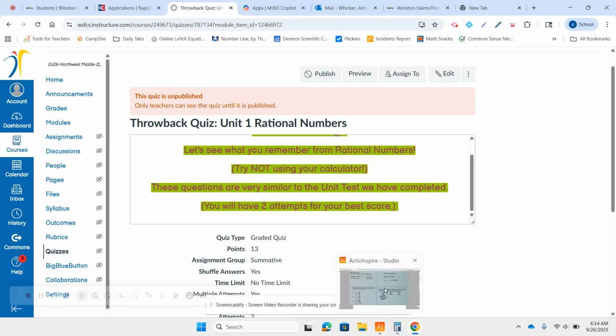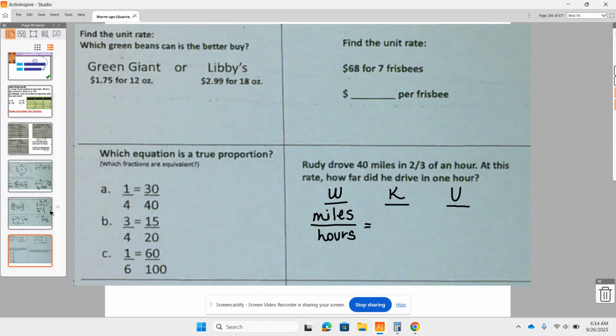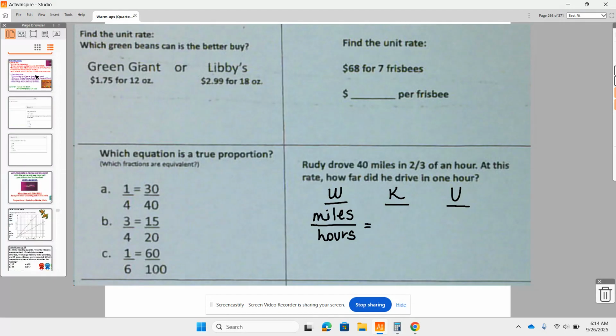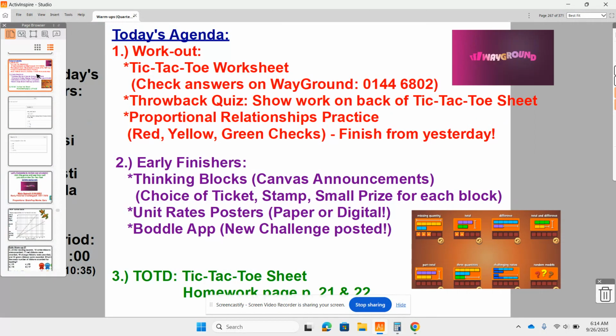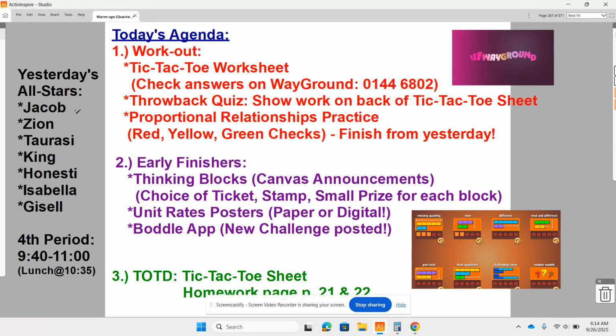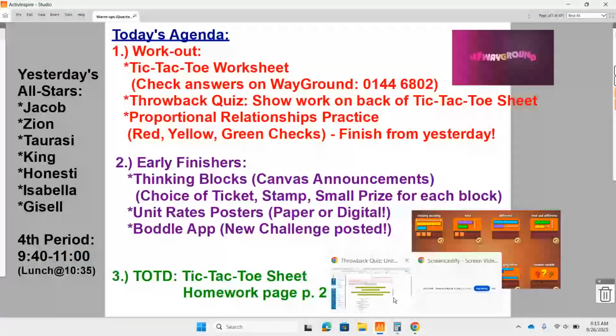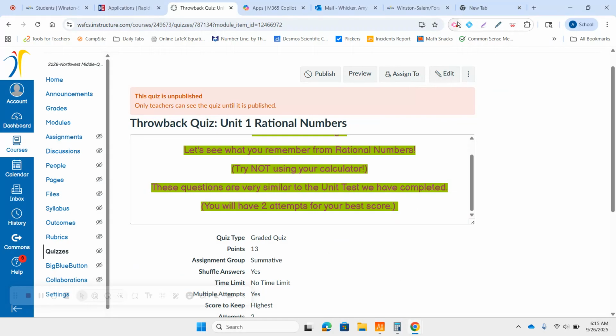If you finish those items, then make sure that you have finished everything from yesterday, the green, yellow, and red checks. Some shout outs for some students today who did a great job yesterday. Then remember there's an extra challenge in your Canvas announcements, thinking blocks, also unit rate posters and the bottle app. And don't forget to make sure that you turn in your homework page today. All right, do a great job on everything you got going on today.